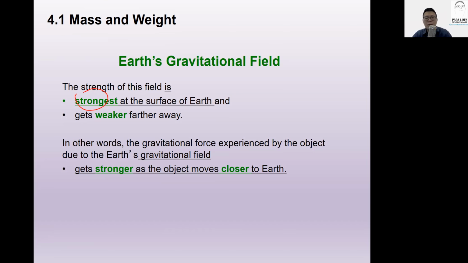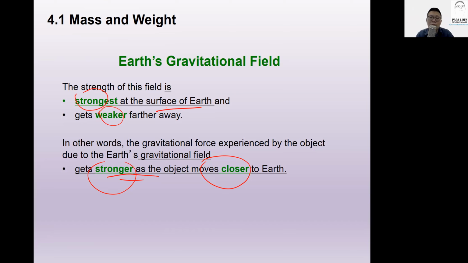Now, if you reverse it, you'll find that it actually gets stronger as the object moves closer to the Earth. So if I drill all the way down towards the center of the Earth, you'll find that as I drill nearer, the gravitational field strength is actually increasing. If I'm going deep down below the surface, the gravitational field strength is stronger than it is at the surface.